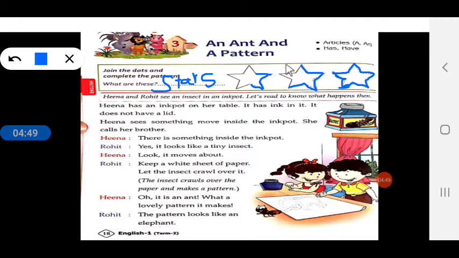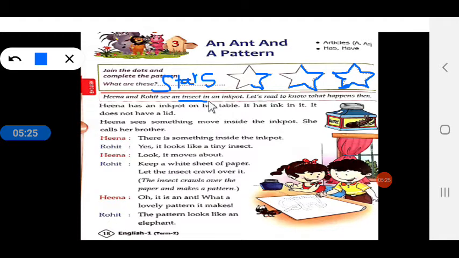Hina and Rohit see an insect in an ink pot. Let us read to know what happens then. Hina and Rohit. Hina is the name of a girl. So she is Hina and he is Rohit. So what happens? Both of them see an insect. What do they see? They see an insect. Have you understood? So what is meant by insect?